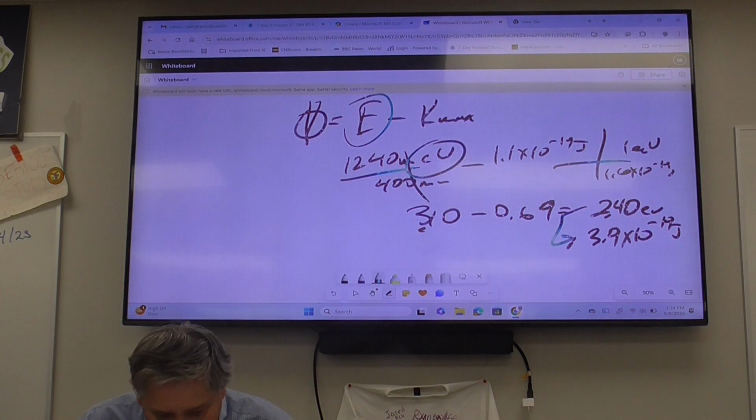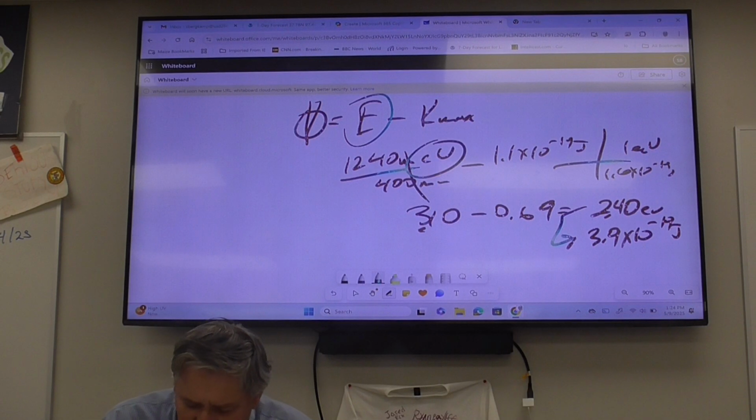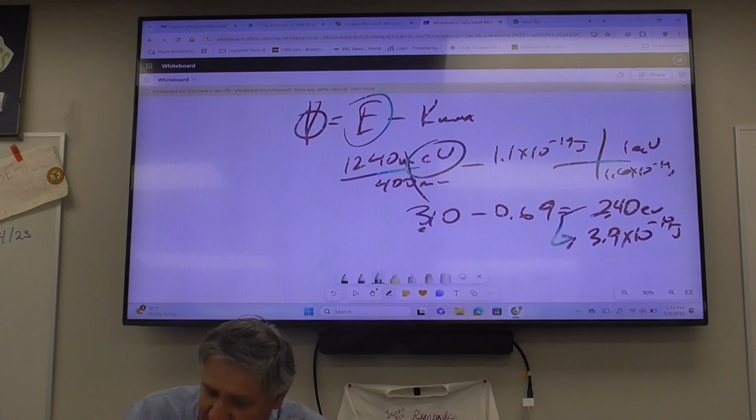Now, the stopping potential is a little bit weird in how this is particularly phrased, because it says calculate the stopping potential for the emitted electrons. Because you're technically talking about potential, that technically needs to be in volts.